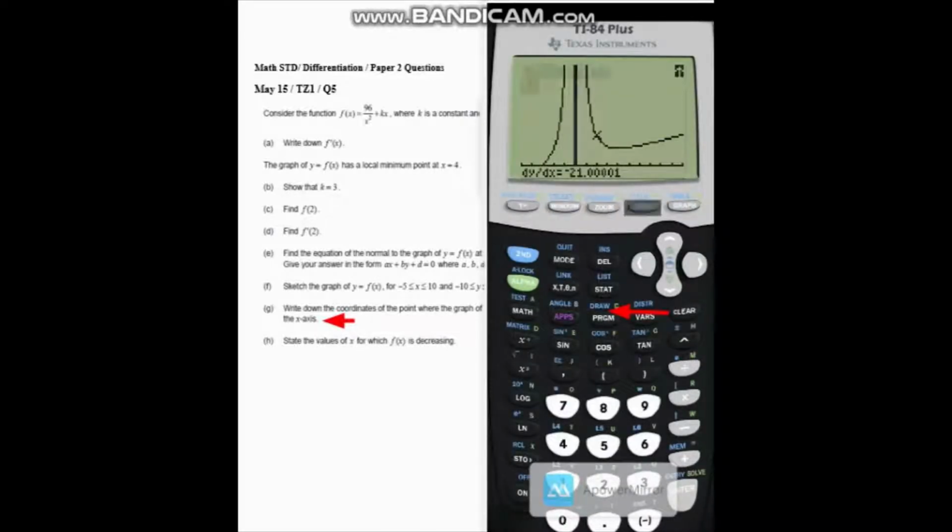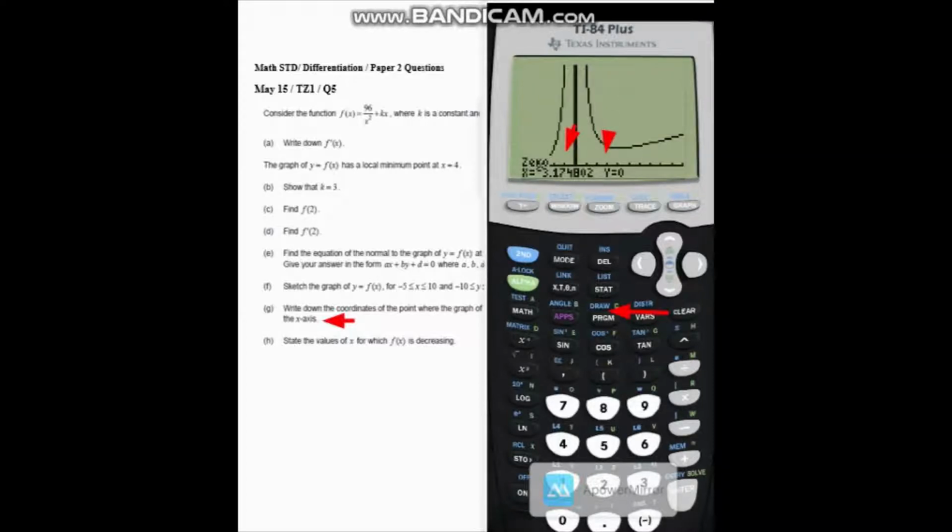So second trace and you pick 0. You drag the cursor to your left bound, which is below the y-axis, then a right bound, which is above the y-axis, and a guess somewhere here, and you are told that the 0 exists at x equals -3.17. So this is your point where the graph cuts the x-axis, -3.17, 0.